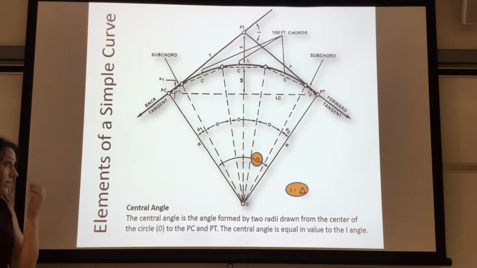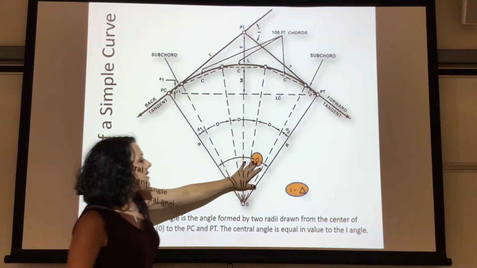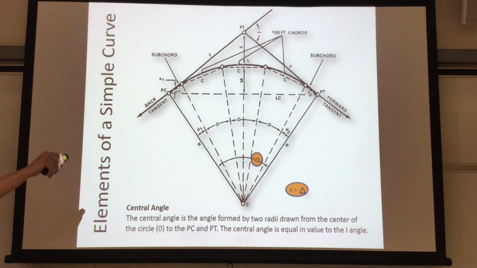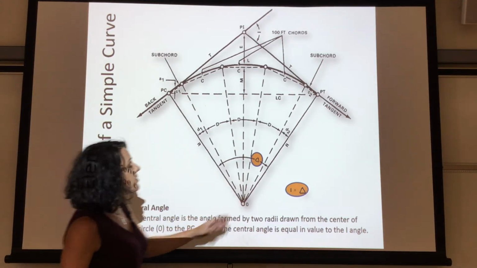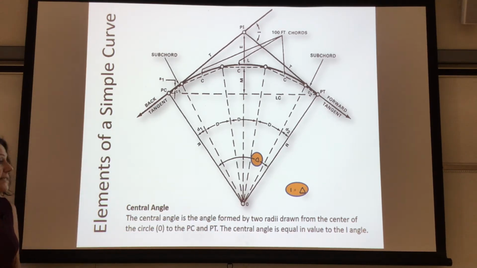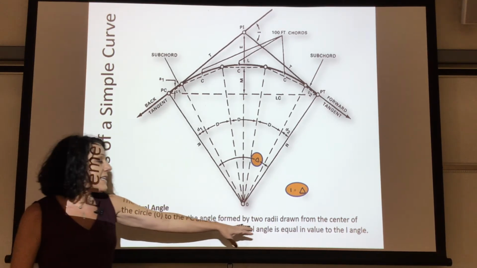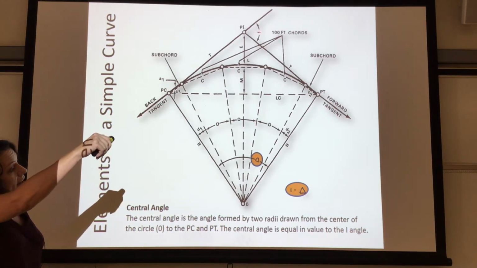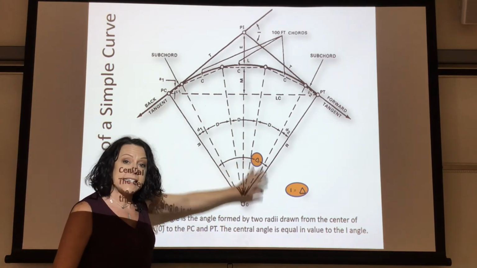The delta: sometimes you'll see homework that has a delta sign, and sometimes you'll see it with an I. The I is the same as the intersecting angle. The central angle is the angle formed by the two radii drawn from the center of the circle at O. O is basically your origin point to the PC and PT. The central angle is equal in value to the I angle. So you've got a delta here and an I up here. These are exactly the same.